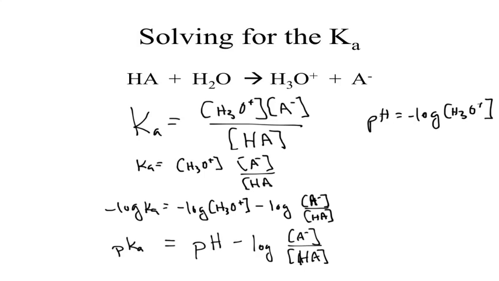What happens if the concentration of A minus equals the concentration of HA? You get 1. What's the log of 1? 0. When that occurs, the pKa equals the pH. When are the concentrations of A minus and HA the same?